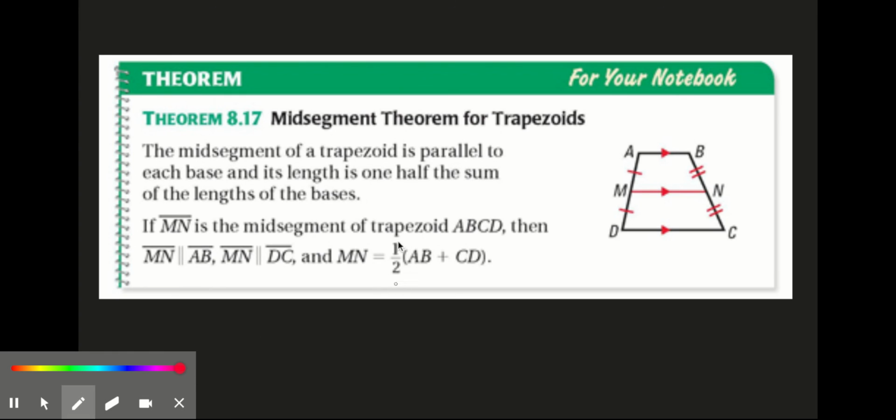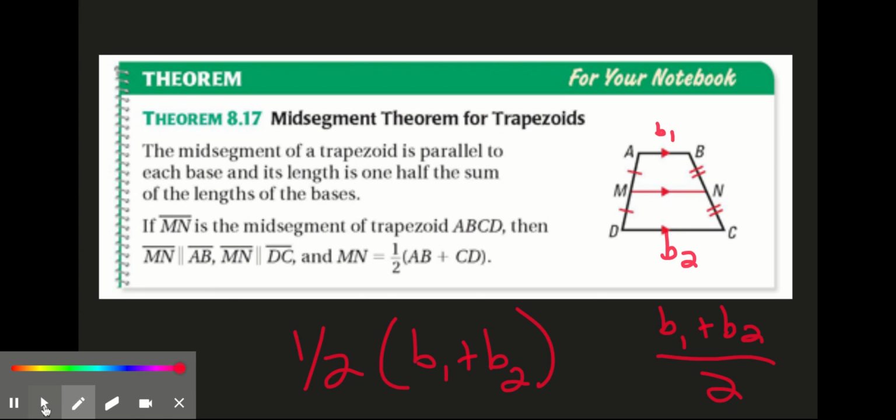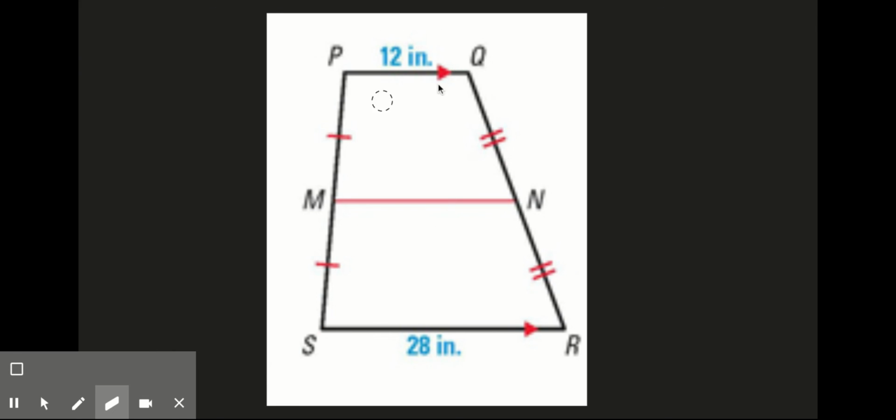I honestly despise the fact that they have you write this. I'll call this base 1. Call this base 2. They want you to see it as 1/2 of (b1 plus b2). I think it's better to think of it as (b1 plus b2) over 2. It's the same thing, but that, I think, makes you realize that the midsegment is the average of the bases. So when you look at a problem like this, you should be able to say, oh, okay, well, 12 plus 28 is 40, divided by 2 is 20.